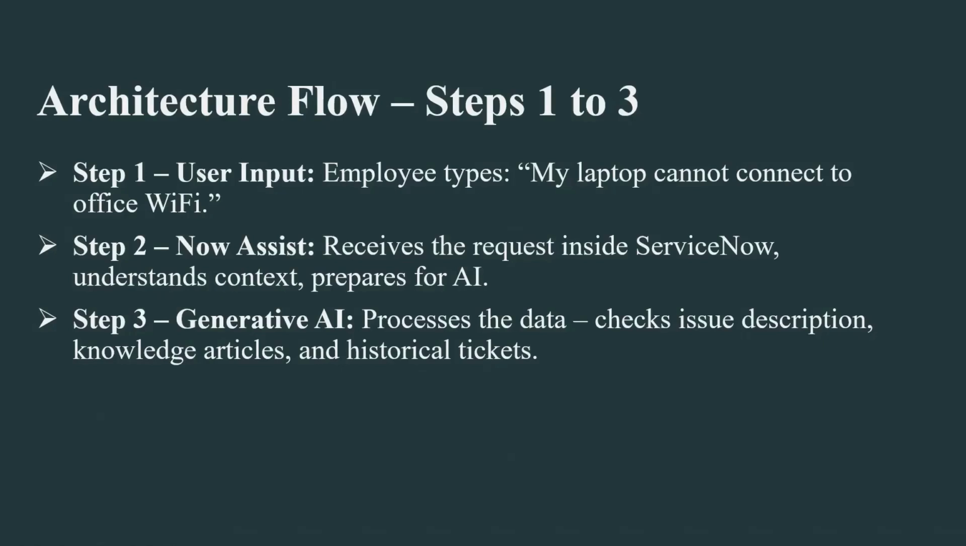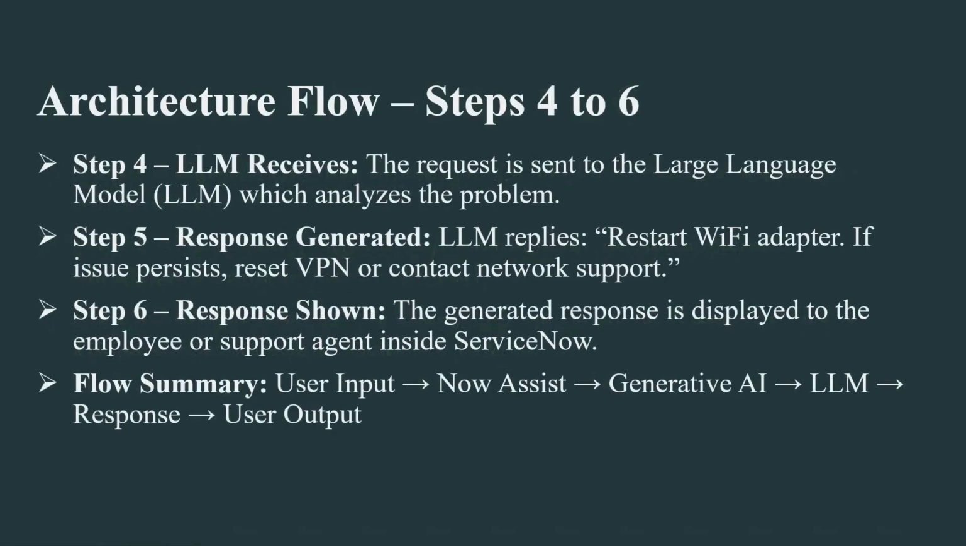Step 3, generative AI process the data. Now the generative AI layer processes the information. It checks the issue description, context for the incident, related knowledge articles, and historical tickets, and also organization data if required. Next, step 4, LLM receives the request. Next, the request is sent to the large language model, also called the LLM. The LLM analyzes the problem and generate intelligent response.